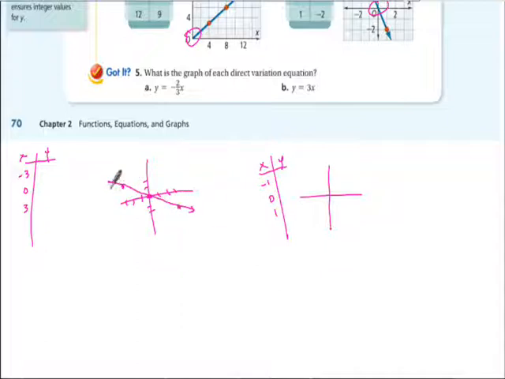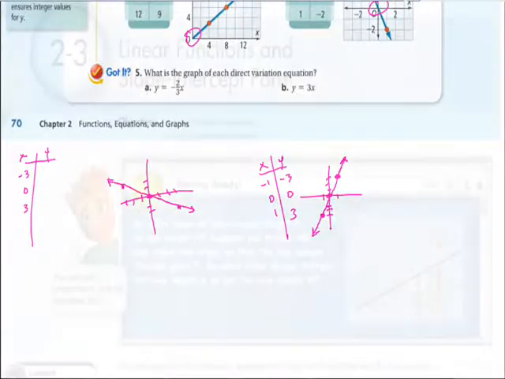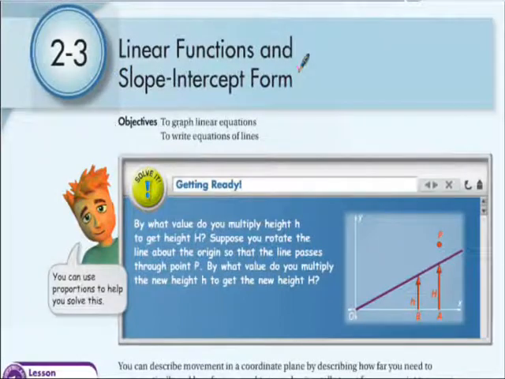That's pretty good. Okay? Go ahead and pause the video, find these values right here, and unpause it, and then see what you get. All right, so there's mine. Again, making sure that every time it goes through the origin. That's a big key. All right, that's it for direct variation.